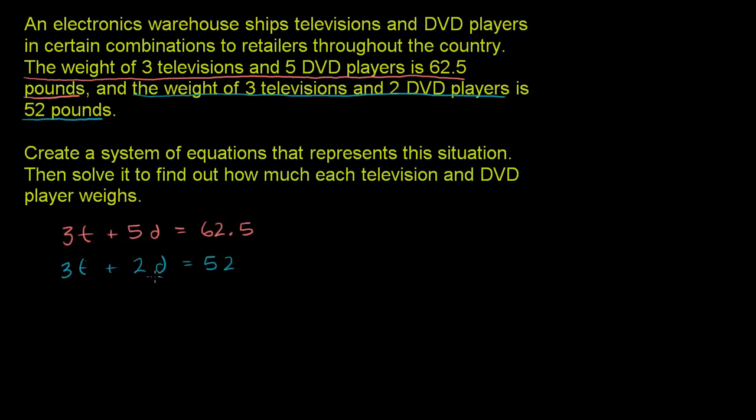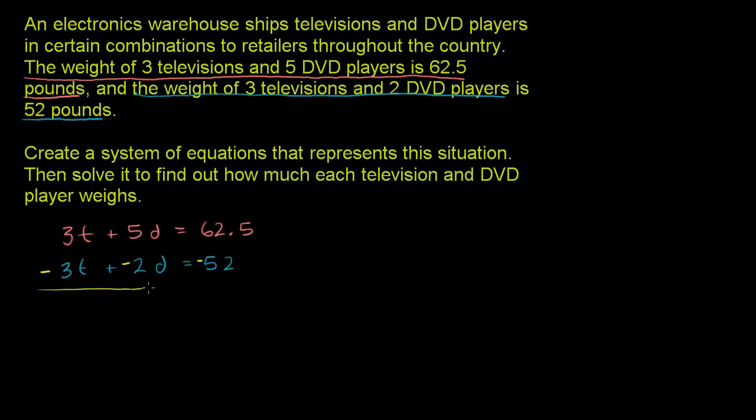Now, before we do that, what I want to do is multiply this second blue equation by -1. So negative 3t plus, I could write, negative 2d is equal to negative 52. So I haven't changed the information in this equation. I just multiplied everything by -1. The reason why I did that is because now if I add these two equations, these 3t terms are going to cancel out.